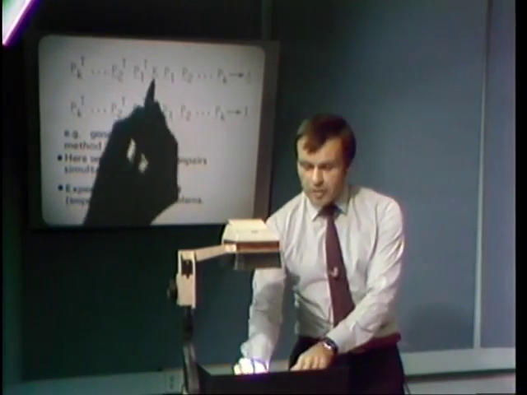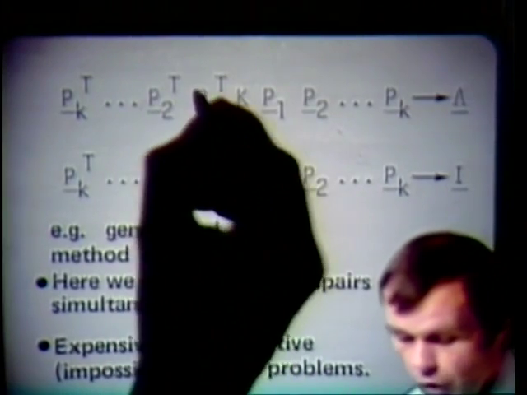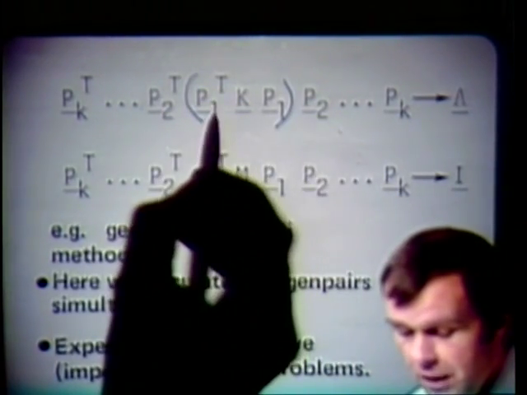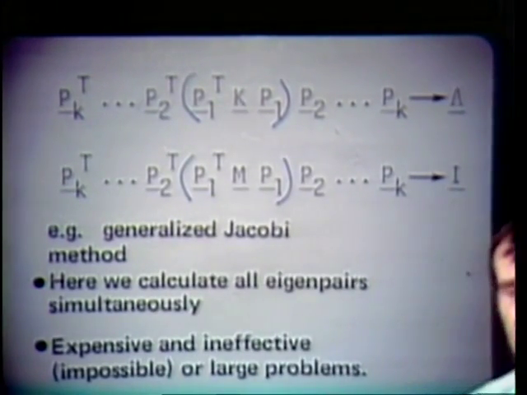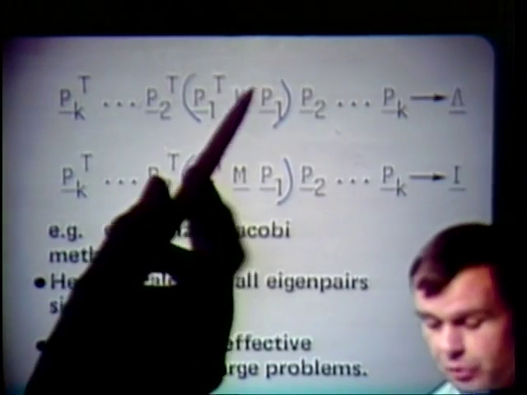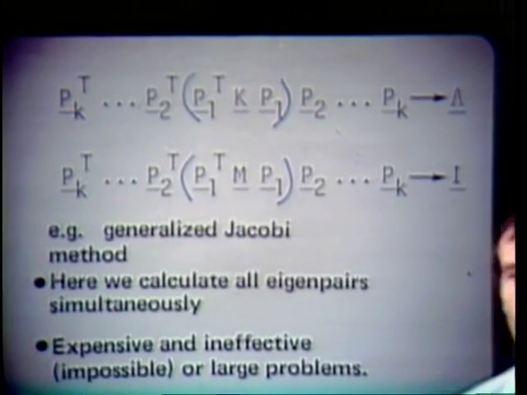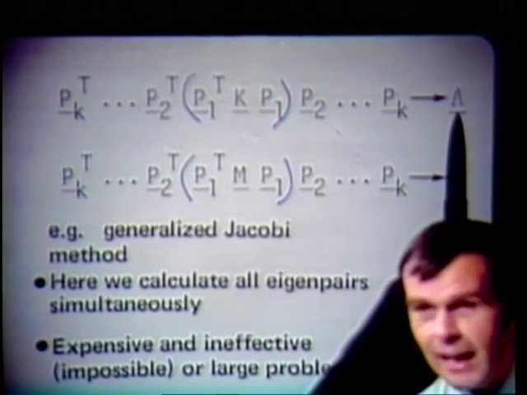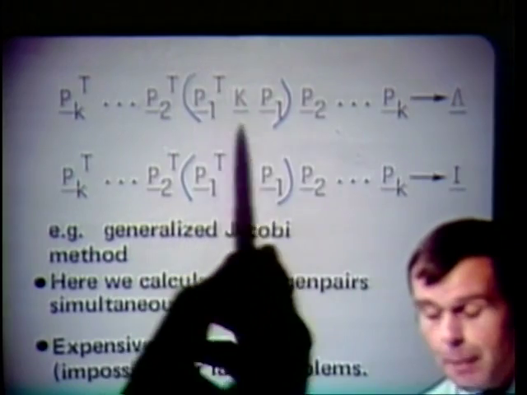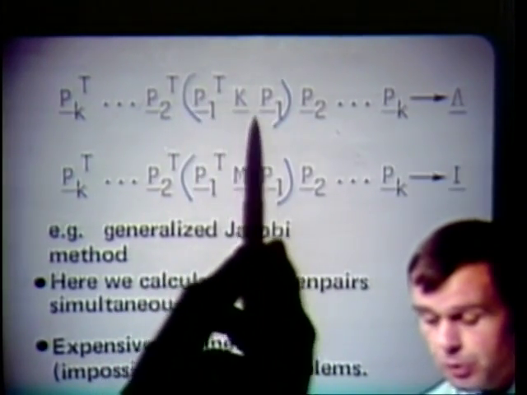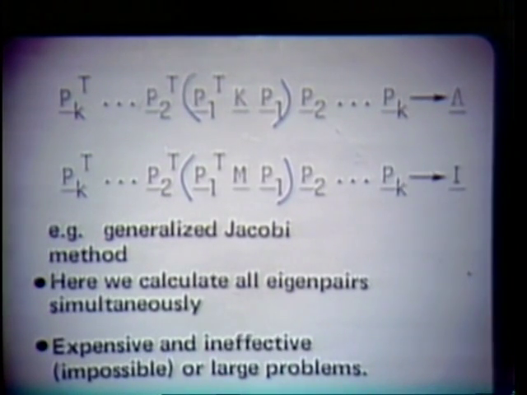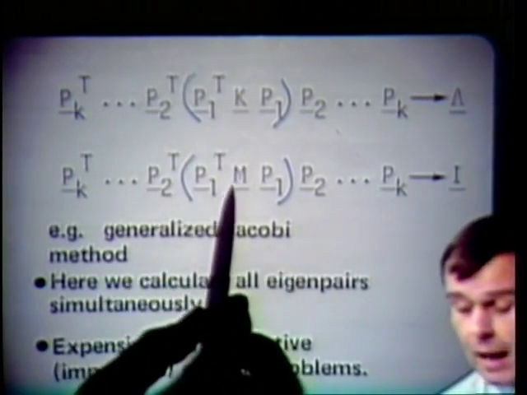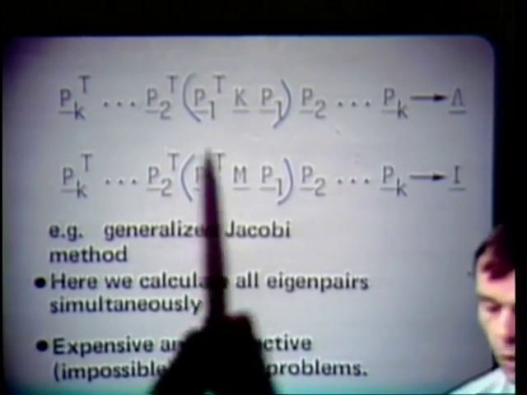What we do is the following. We take the original K matrix. We are operating with P1 transpose K P1 on K and on M, such as to make this resultant matrix closer to a diagonal form. Ultimately, we want to get a diagonal matrix. Well, one step in the iteration is to make this P1 transpose K P1 matrix and P1 transpose M P1 matrix, both of these matrices, a little closer to diagonal form than K and M were by themselves. So this is the first step.